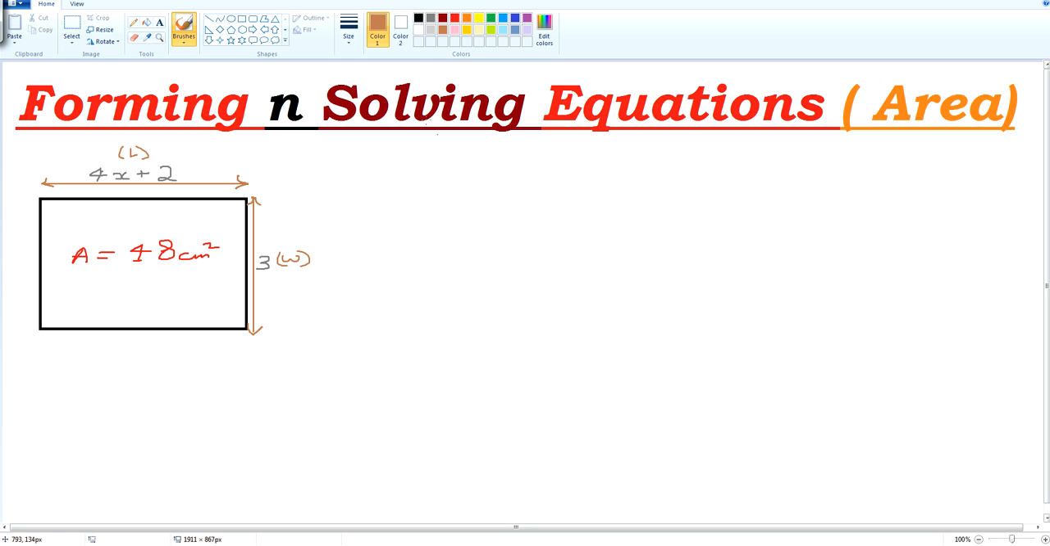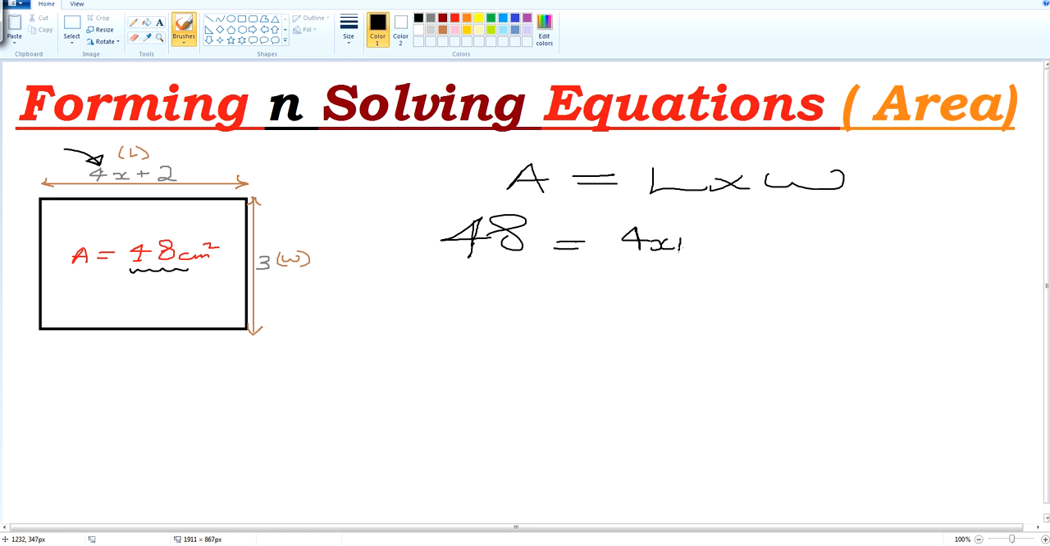So where do we start? First of all, we start by saying our formula. What do we know about a rectangle? An area is equal to length times by width. Now the area is given to us here in the question, so under the area we write down 48. And under the length, what do we write down here? Look over here, here's the length. The length is 4x plus 2. I'm going to put a bracket on that for the moment because all of that is the length times by the width.